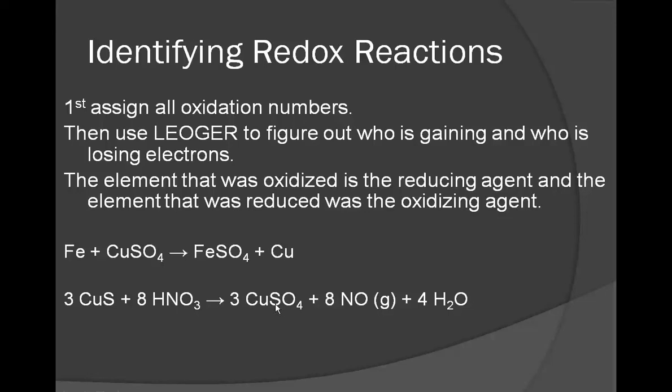Sulfur, on the other hand, went from -2 to +6. From -2 to +6. So it lost electrons. It lost a lot of electrons, 8 actually, to go from -2 to +6. And therefore it was oxidized, which makes it the reducing agent. So you could just write it out down here. Nitrogen was reduced and therefore is the oxidizing agent. Sulfur was oxidized and therefore is the reducing agent.